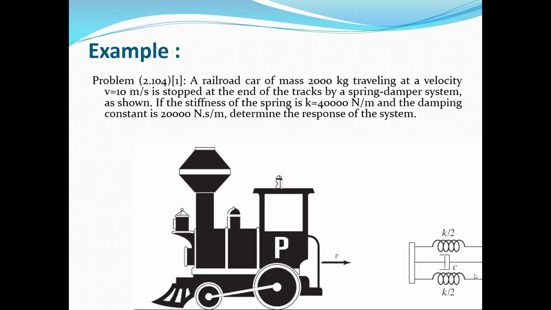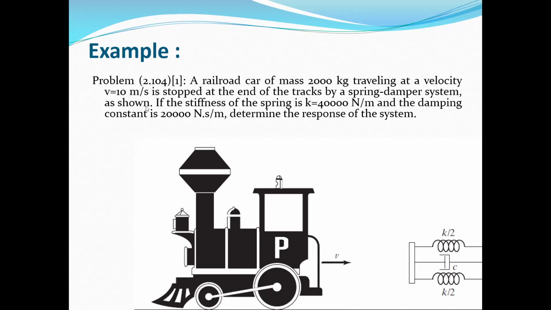The initial condition for this problem is the initial velocity of the car, which is in fact the initial velocity of the mass, and it's equal to 10 meters per second. So x dot at t equal to 0 is 10 meters per second, and the displacement at t equal to 0 is 0, because we assume that before the impact of the car and the spring damper system, there is no displacement or deflection in the spring. So x at t equal to 0 is 0, and x dot at t equal to 0 is 10 meters per second.